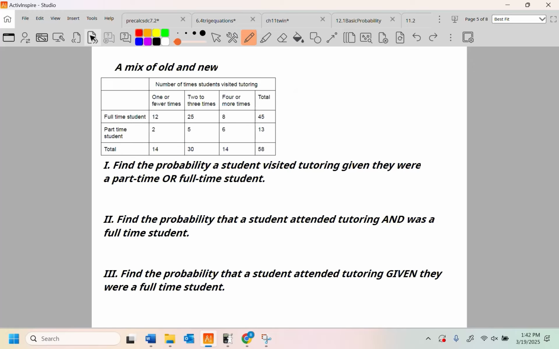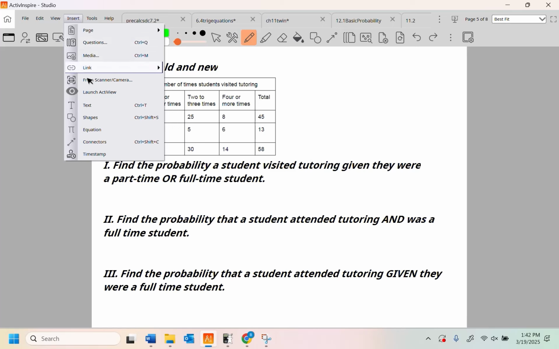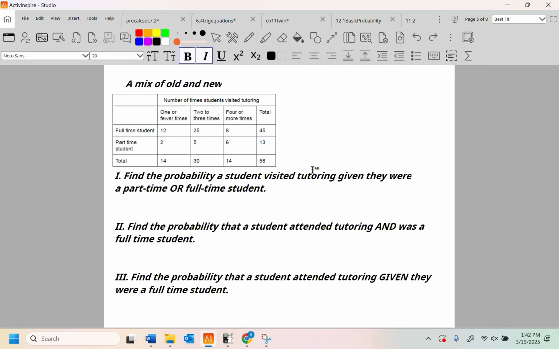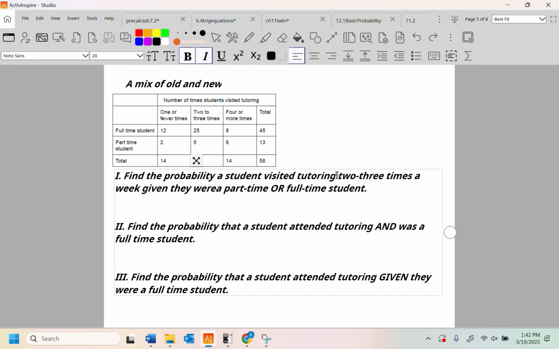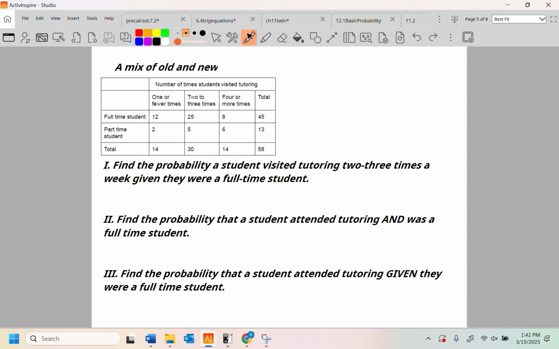And I need to revisit that question. Visit tutoring, let's say 2 to 3 times a week. And I don't like the way that's worded. I like this better. Given they were a full-time student.